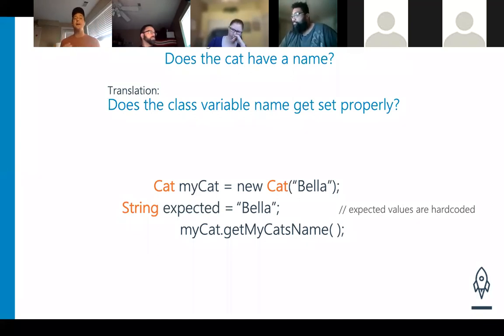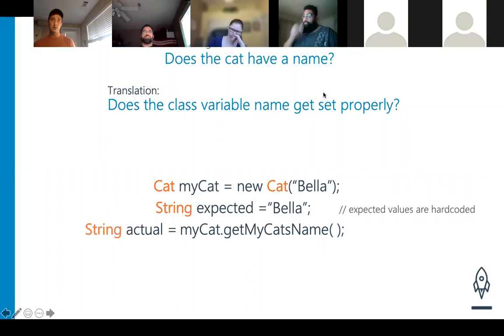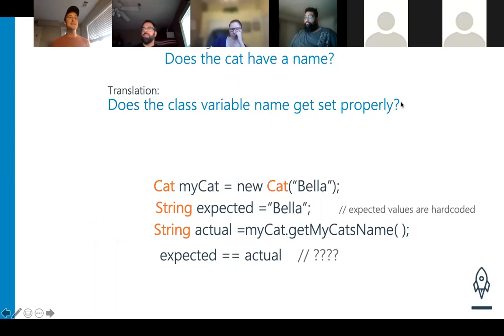And then we actually run myCat.getMyCatsName. What comes back from this method is called the actual. What is true reality? Your expected is your theoretical, your hypothesis. Your actual is what's in true reality, what actually is coming back. Those are two very important concepts, because your expected should always be defined as the expected in your test, and your actual should be truly running the method. If they ever get intertwined, your test immediately becomes untrustworthy. So remember that. So that being said, expected equals actual. That's what we need to check.